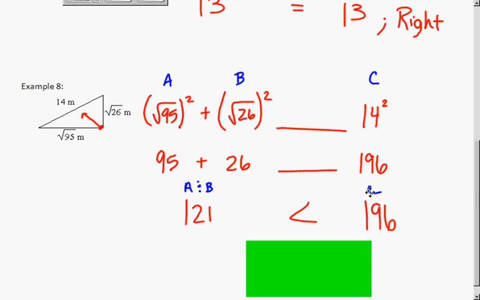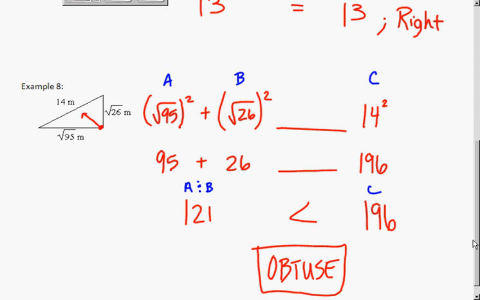These are squared. So C is greater than. Remember, if you look in your instructions above, that if your C squared value is greater than A squared plus B squared, it is obtuse. So this is an obtuse triangle.